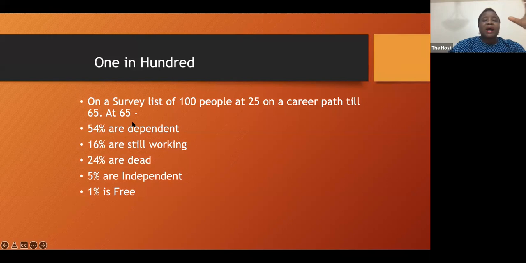And this is in America where things work. This is in America where they have systems that work, where you can plan and all of that. So more than half still dependent, 16 still had to work.